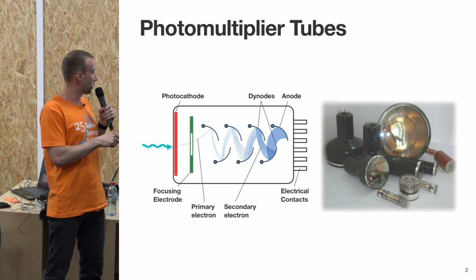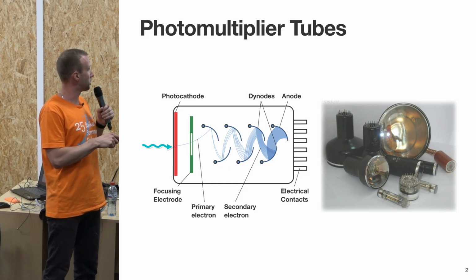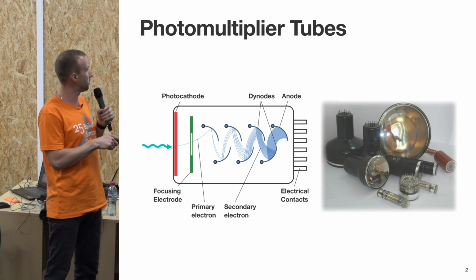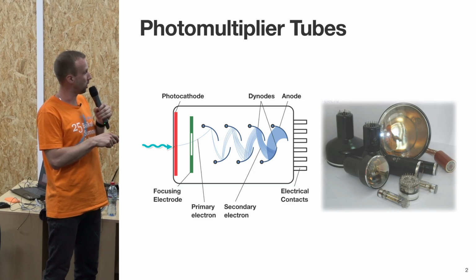We have an electric field which guides those electrons to the first dynode. The work function of this dynode is also very low, so this primary electron can produce secondary electrons. Normally it produces from 6 even to 12 secondary electrons from the first dynode. The configuration of the electric field inside the dynode system then guides those secondary electrons from the first dynode to the second dynode.